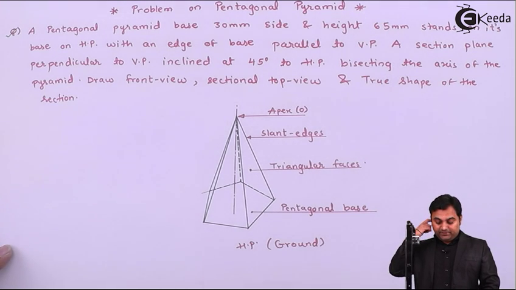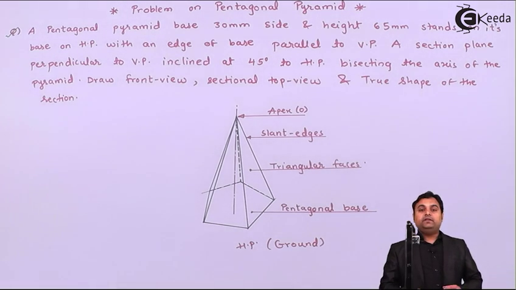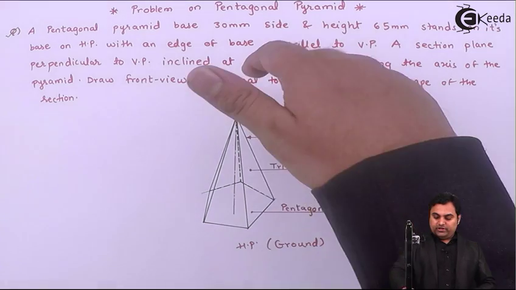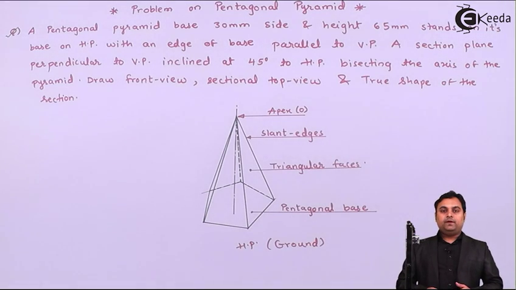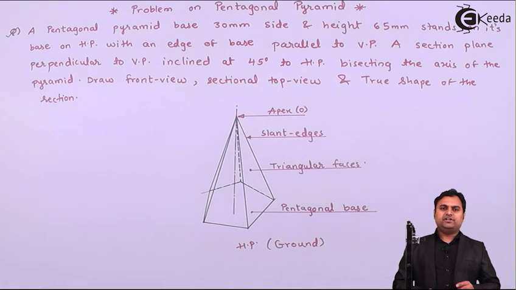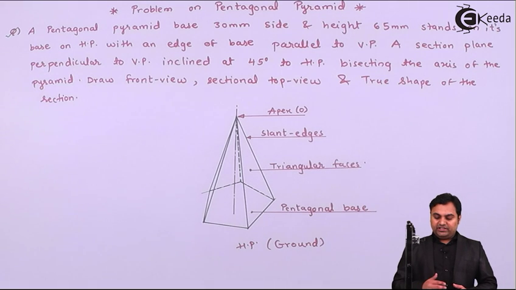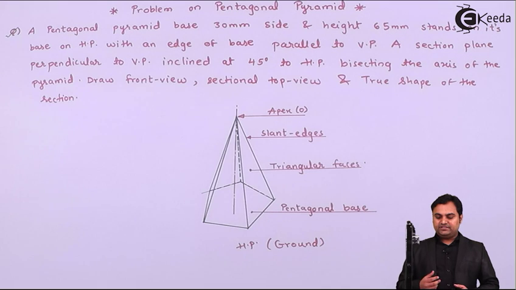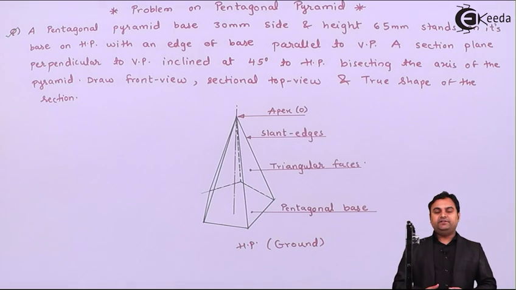So when the pentagonal pyramid is resting on the ground, in that case from the front we are going to see the triangular faces, whereas from the top we are going to see the pentagonal base. Now the condition is, since it is resting in HP, then top view will be visible in HP and front view will be in VP according to first angle method of projection. And here the condition is with an edge of base parallel to VP. So how that edge is made parallel to VP, I'll explain it in the question.